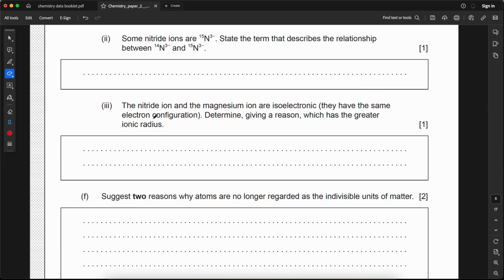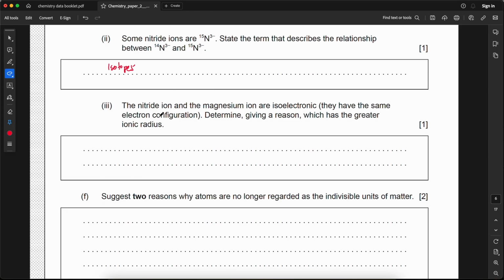Some nitride ions are N-15 3 minus, and there is a term that describes the relationship with N-14 3 minus. That will be isotopes, because isotopes are atoms of a chemical element that have the same number of protons. They have the same number of protons because it is the same element, and they differ in number of neutrons because they have different mass numbers.